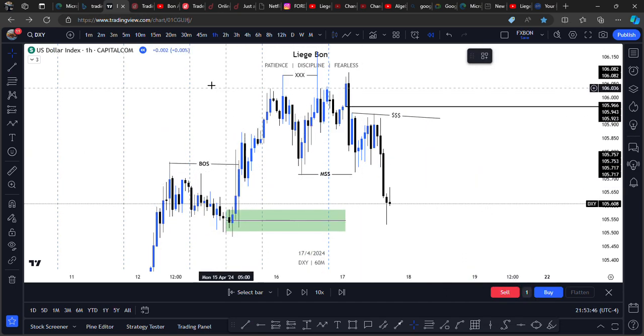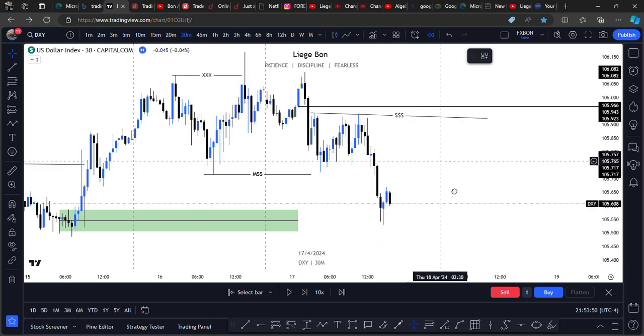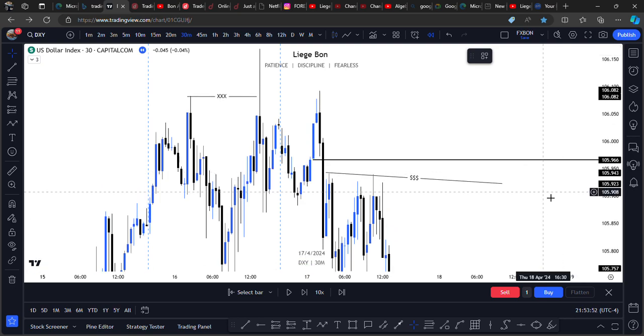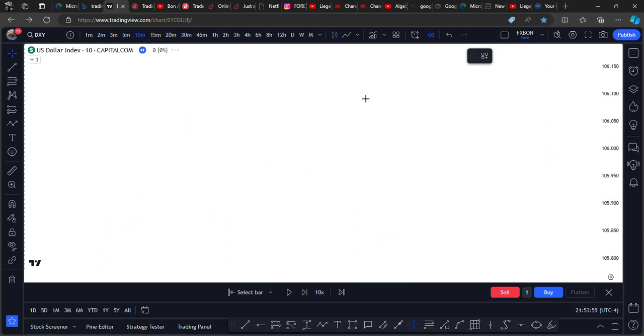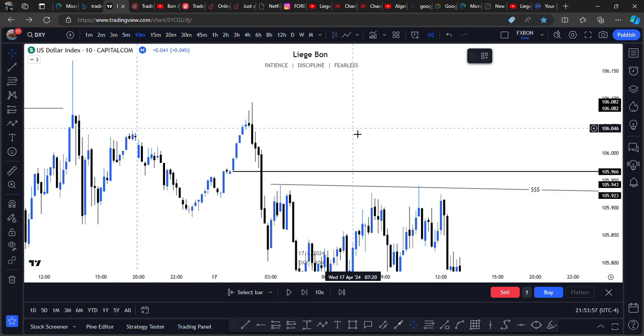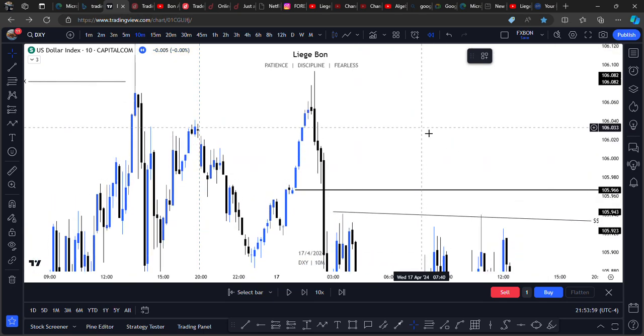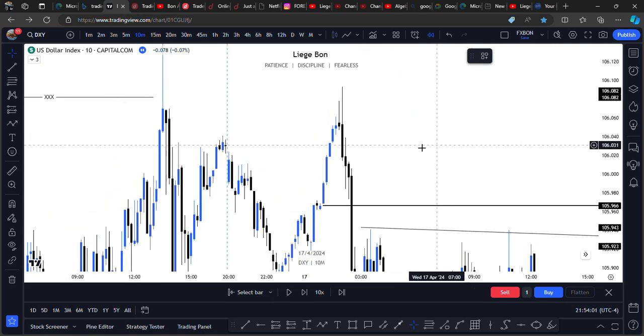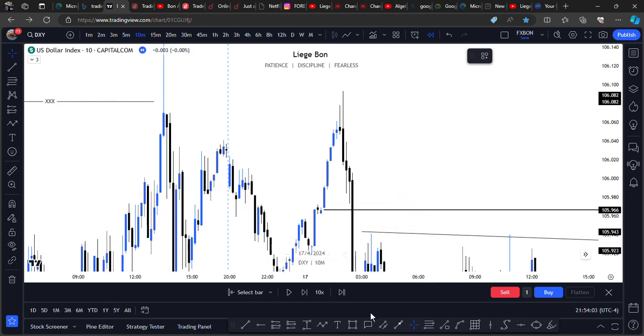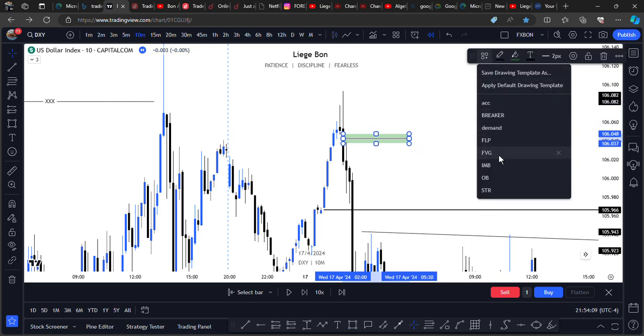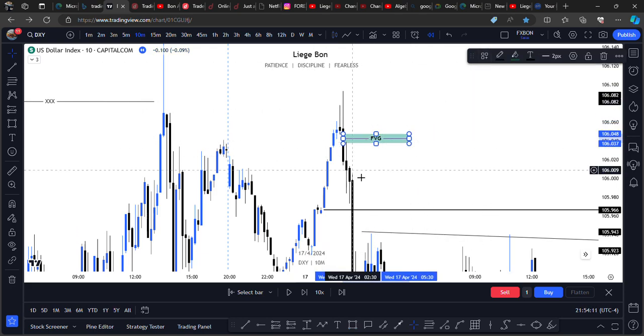Okay, and let's go to a lower time frame. I don't like to use the higher time frame for entries. I always like to go to the lower time frames. Okay, right, perfect. So right here I can see this order block. We have this imbalance right here. We have a fair value gap.